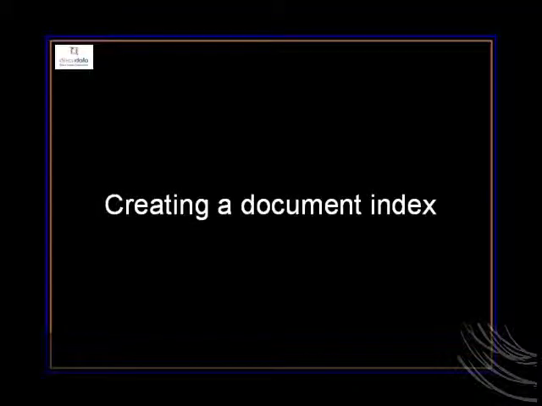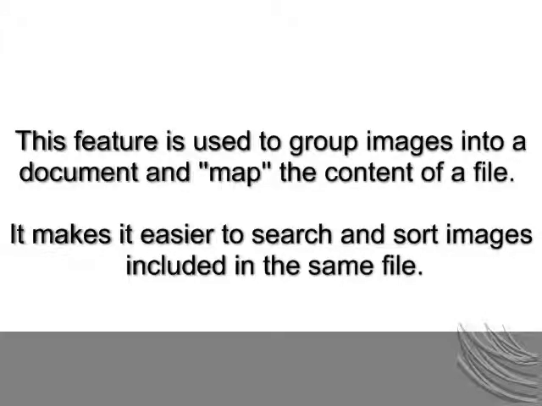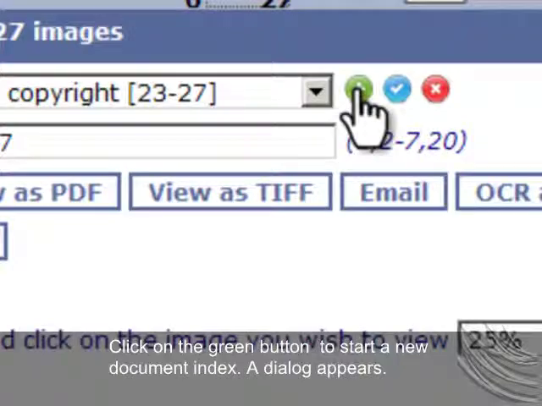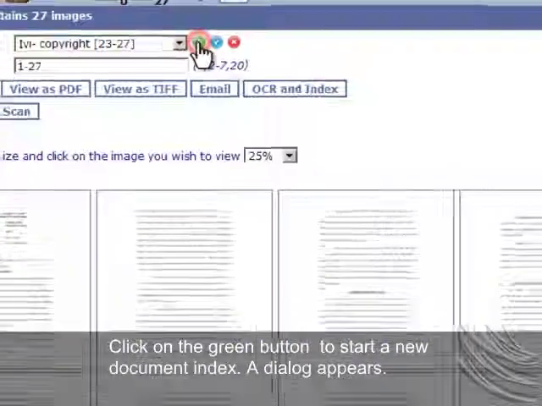To create a document index. This feature is used to group images into a document and map the content of a file. It makes it easier to search and sort images included in the same file. Click on the green button to start a new document index.